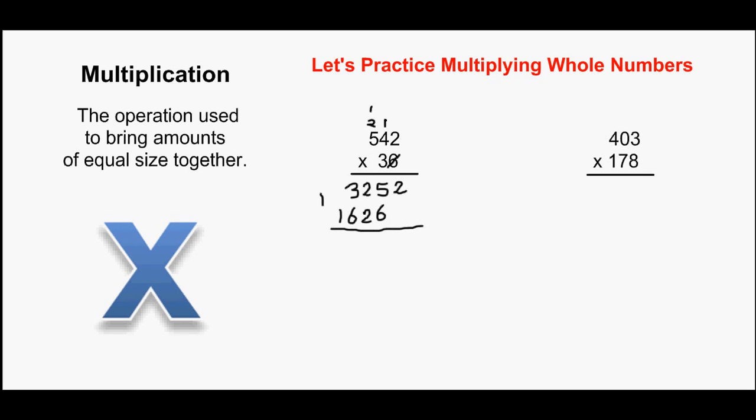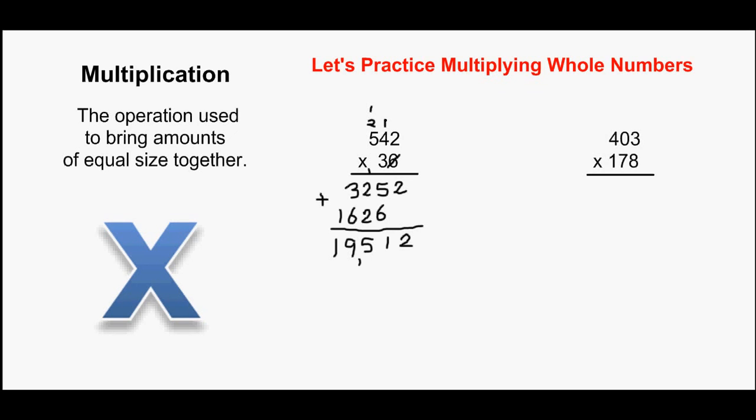We'll add them together. Bring down the 2. 5 plus 6 is 11. 1 plus 2 plus 2 is 5. 3 plus 6 is 9. And we'll bring down the 1. 19,512.